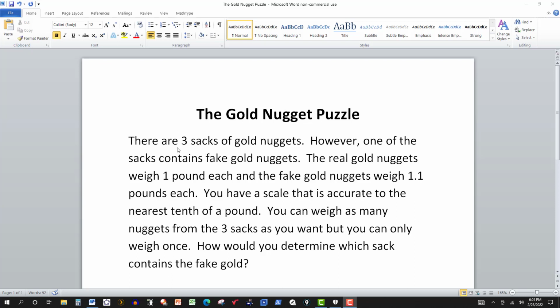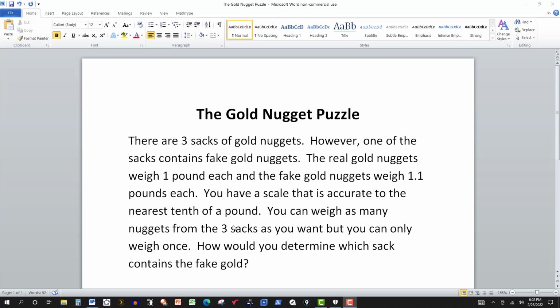Anyway, here's the problem. There are three sacks, and you could have actually four or five. The strategy is going to be the same, but there are three sacks of gold nuggets. However, one of the sacks contains fake gold, or phony gold, as the detective put it. The real gold nuggets weigh 1 pound each, and the fake gold nuggets weigh 1.1 pounds each. You have a scale that is accurate to the nearest tenth of a pound.